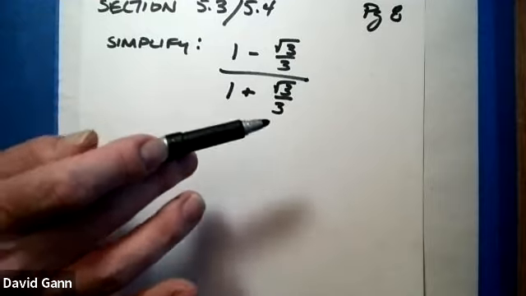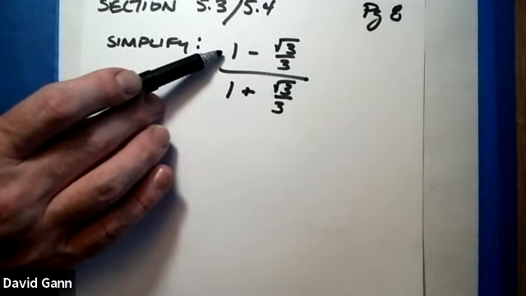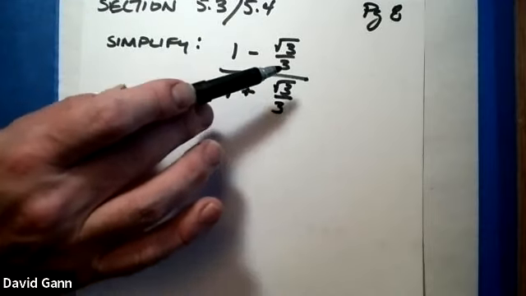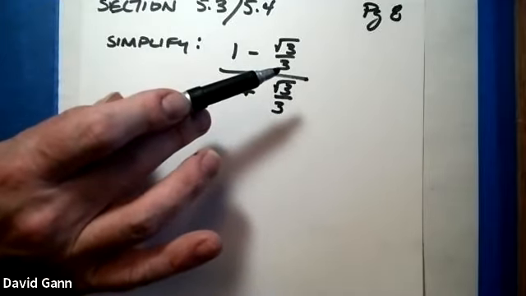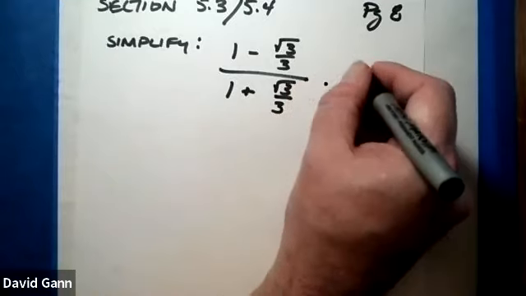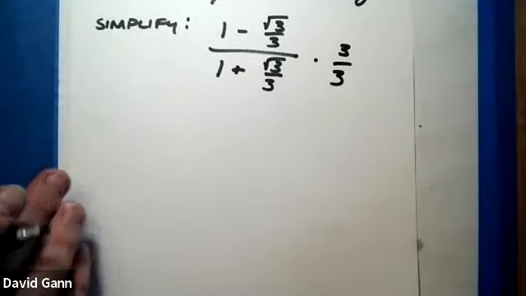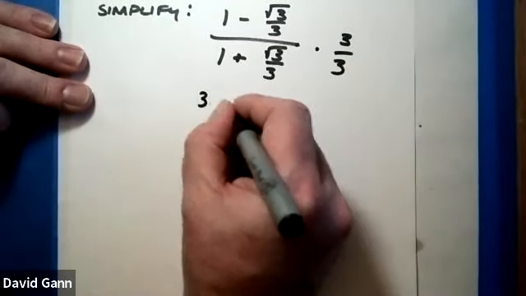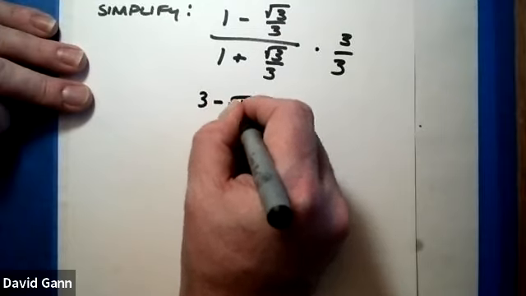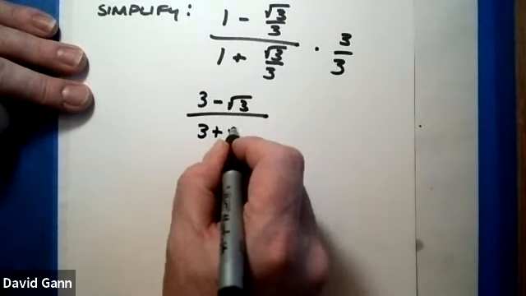of any internal fractions. Now notice this one's denominator is 1. This one's also 1. But we have 3 and 3, so the least common denominator of all terms is 3. So everything is going to get multiplied by 3. Now, when I distribute this, I end up with 3 minus square root of 3 over 3 plus square root of 3.